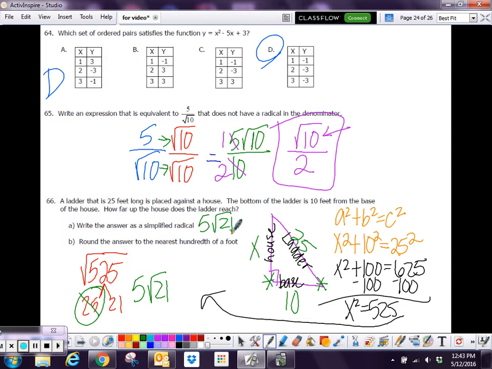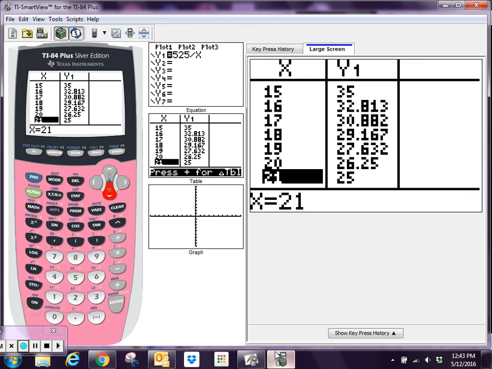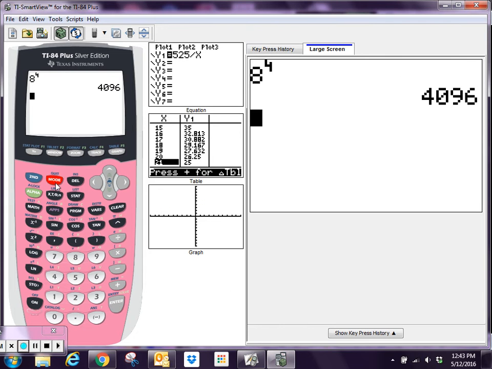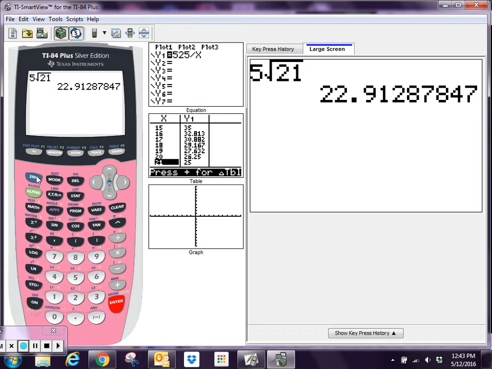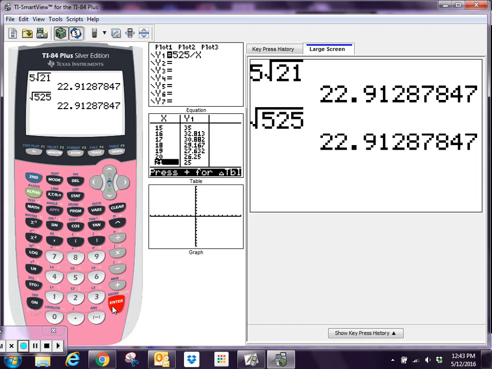And then b, round the answer to the nearest hundredth of a foot. So I'm just going to go back to my calculator, and I'm going to type in 5 square root of 21. And there's my answer. You could also type in the square root of 525, and it should be the same thing. So if I round that, my answer is about 22.91.